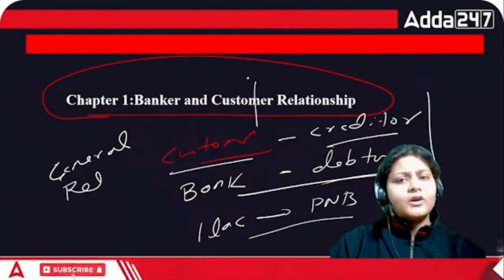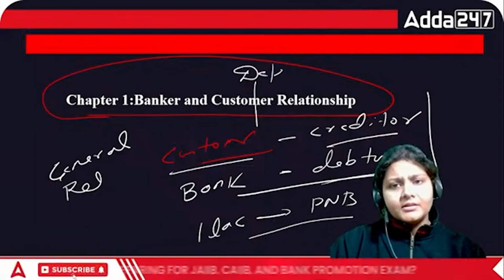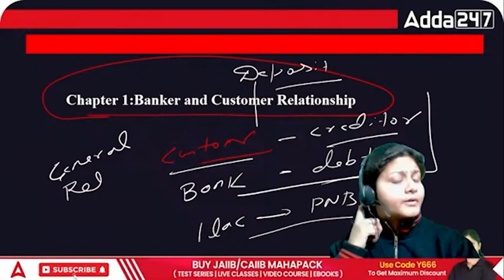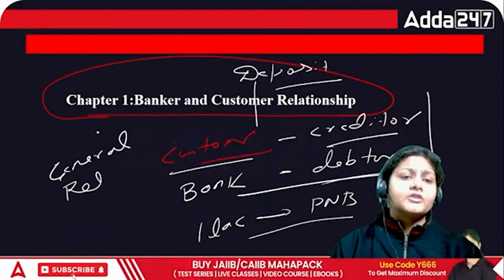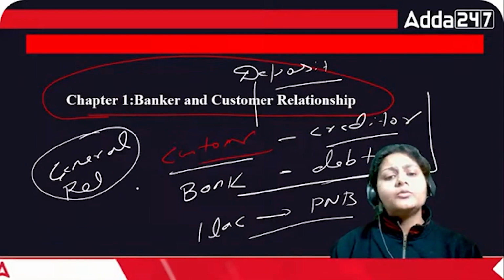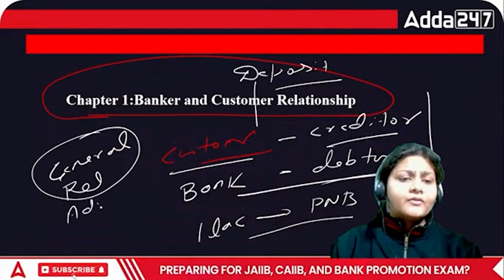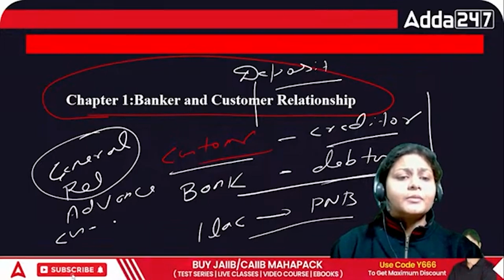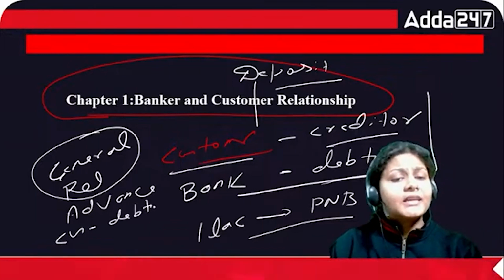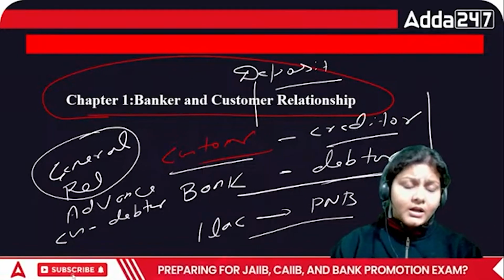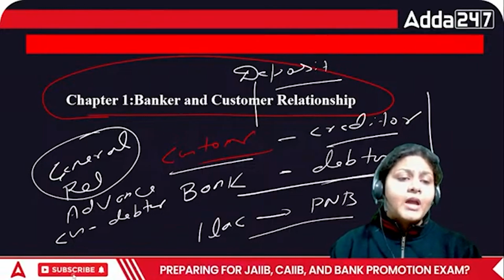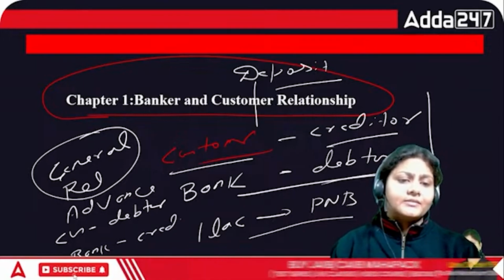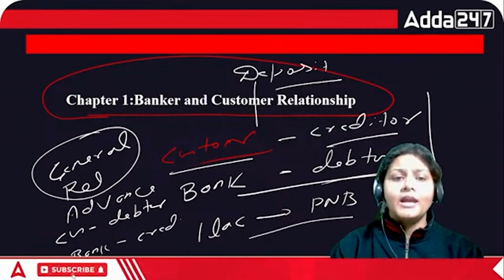This is in case of deposit. This is the picture. According to the Contract Act, we call it the general relationship. But in case of advances, this becomes just the opposite. Here the customer becomes the debtor because he has taken the money from the bank as a loan, and the bank will be the creditor in that case.